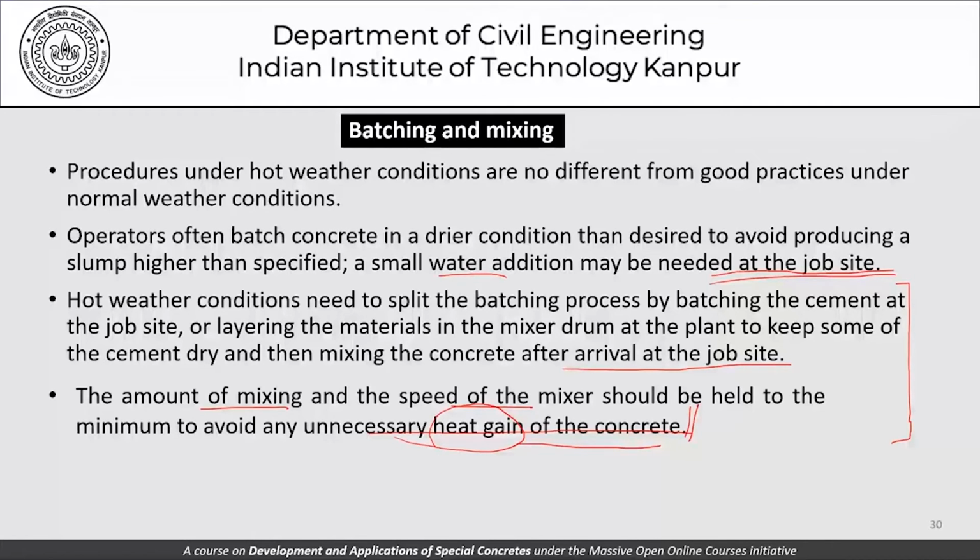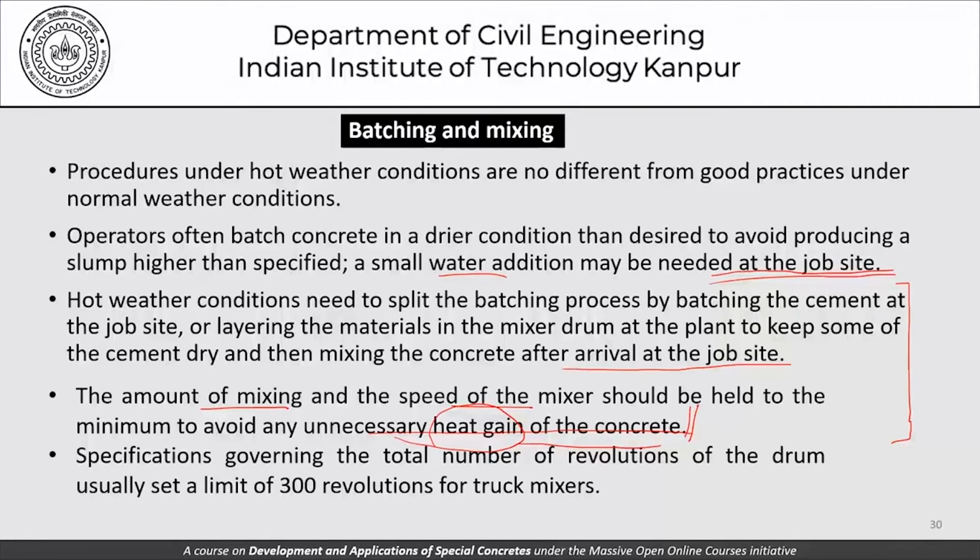In fact, continuing further on this discussion, the specifications governing the total number of revolutions of the drum usually set a limit of 300 revolutions for truck mixers. Now, what this text here basically tells us again is the importance of seeing the actual conditions, looking at your actual equipment and trying to make the most of the conditions that you can in order to minimize the temperature of fresh concrete.